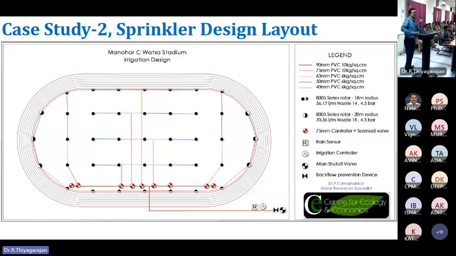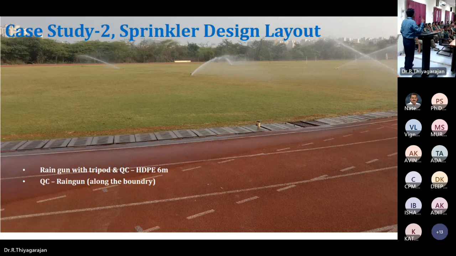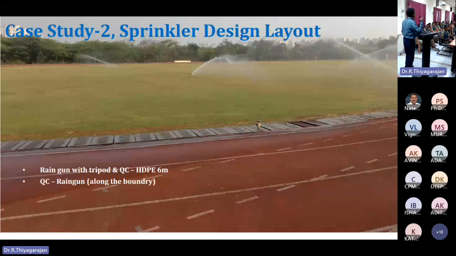Next please. So this is the pipeline network and you can see the control valves there. Next please. Now this is the final finished product of the stadium. Now, did they go for this irrigation design in the very first instance? It is an engineering institution of repute and they teach their students the latest technologies, but have they adopted those technologies? It is still a question, because I had provided them three options at three different times.